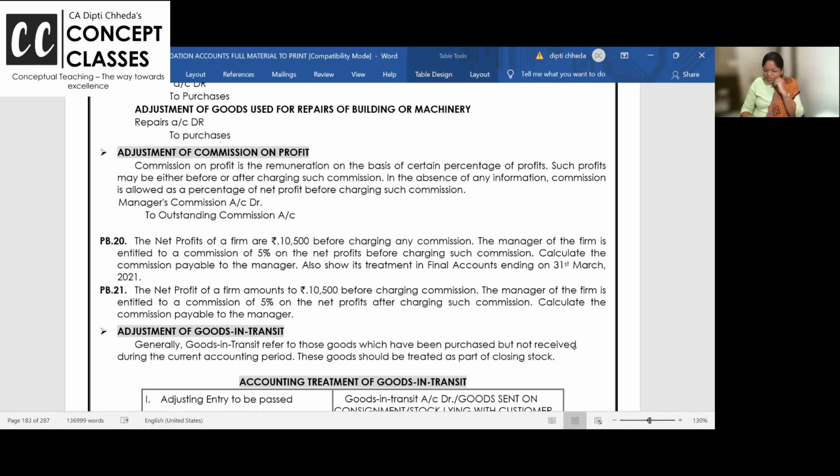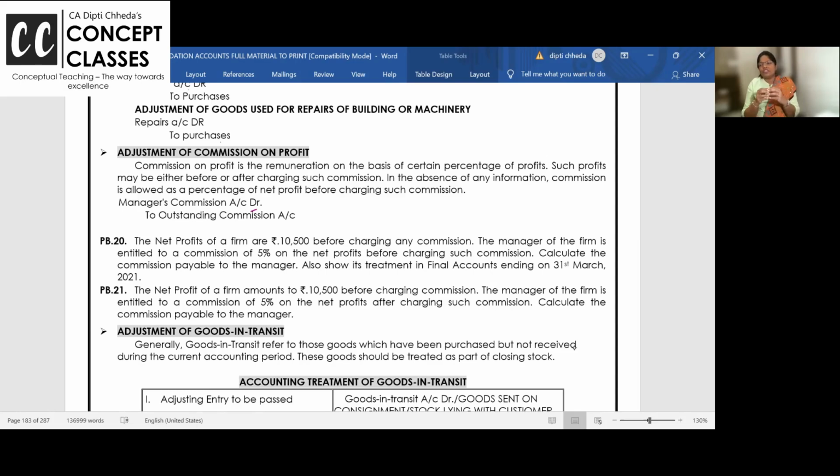Yes. Commission on profit or remuneration, such profit may either be before or after charging the commission. These adjustment classes are super duper important for all the levels of learning. In absence of any information, commission is always calculated as a percentage of net profit before charging such commission. Okay? So manager's commission debit to outstanding commission.